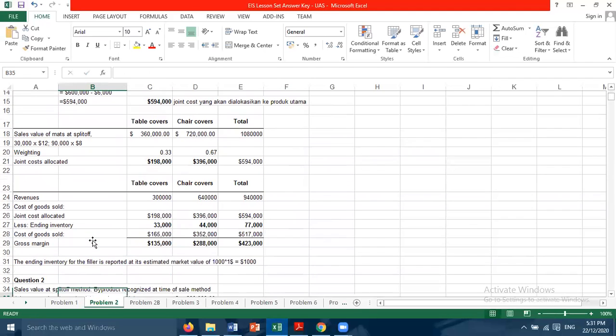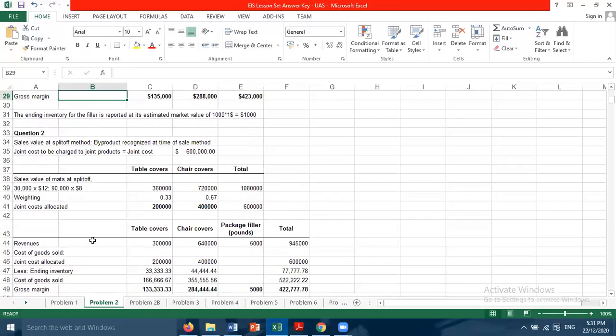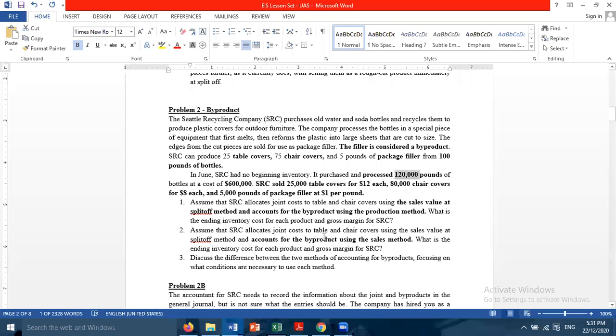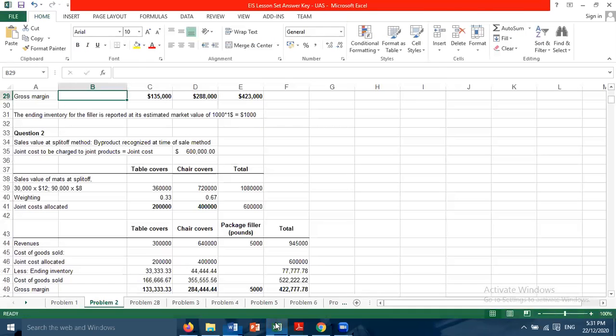Okay. Now question 2 is practically the same here. What is the ending inventory cost for each product and gross margin, except that it uses the sales method. So what's the difference between the production method and the sales method? In the sales method, we do not deduct from the joint costs the net realizable value of the byproduct.